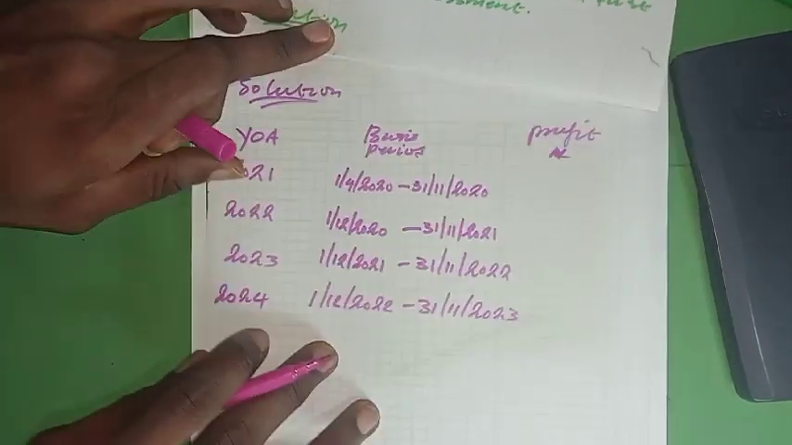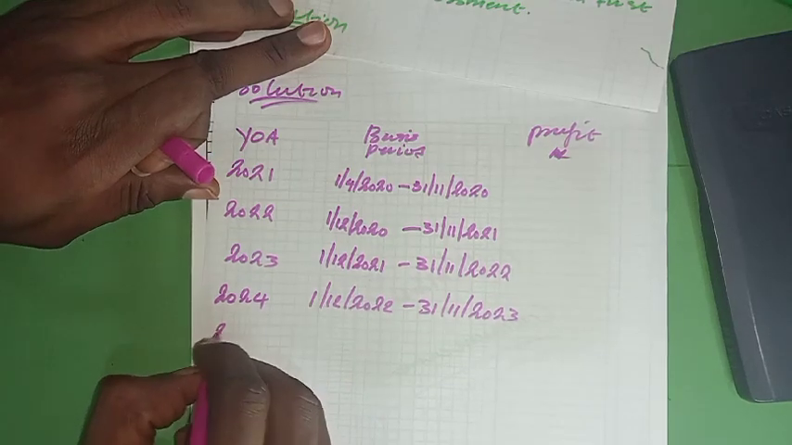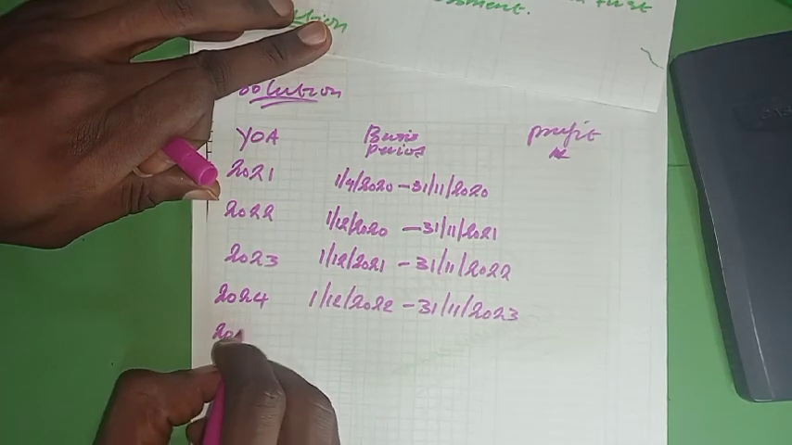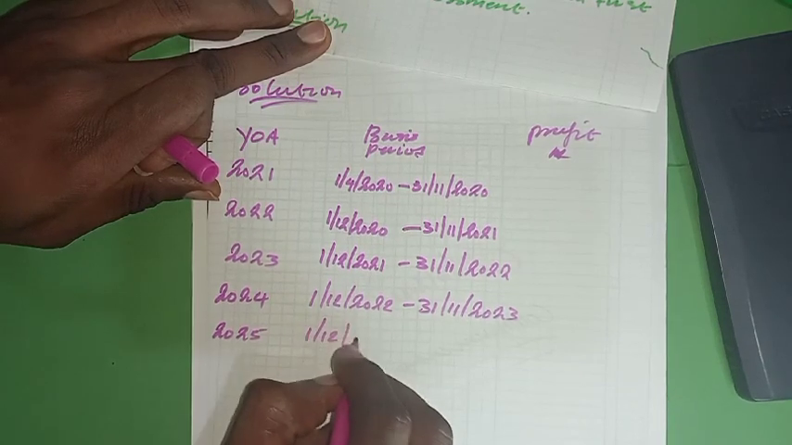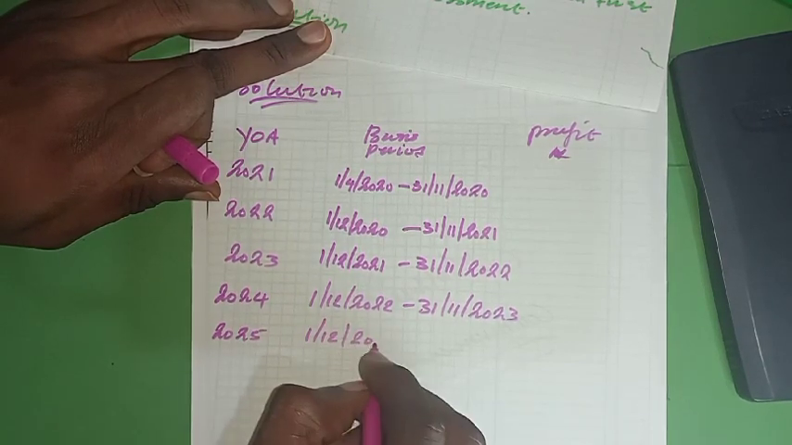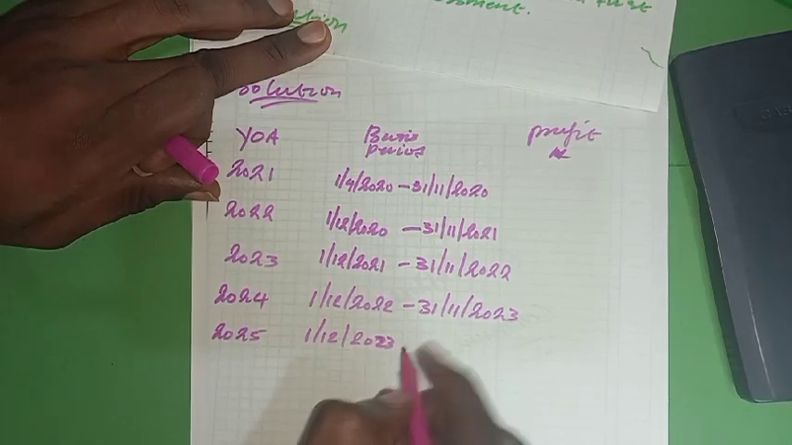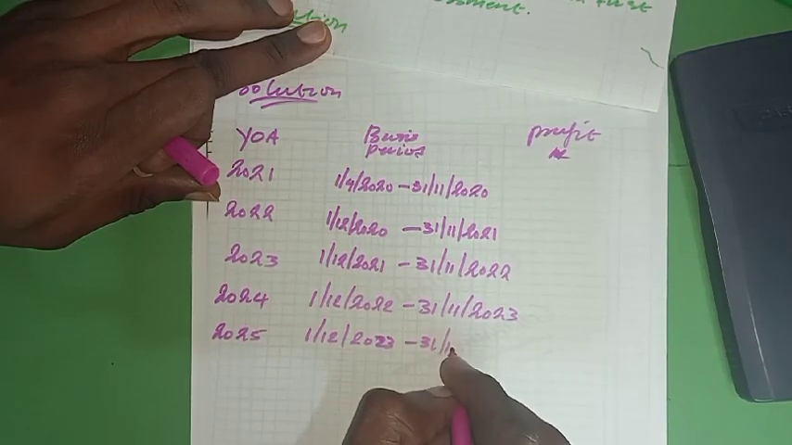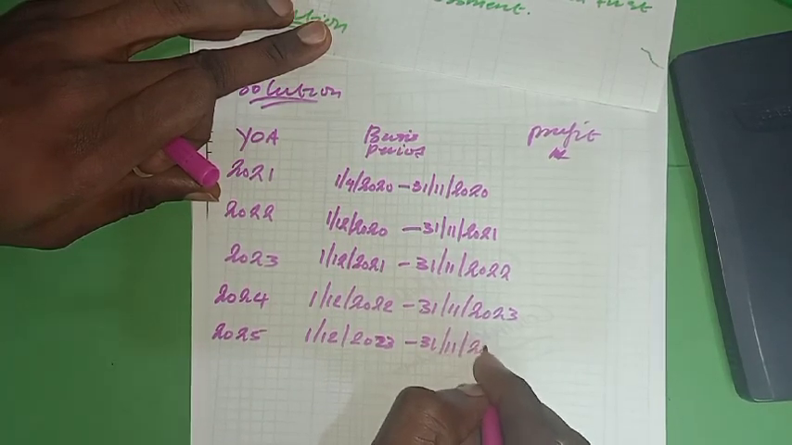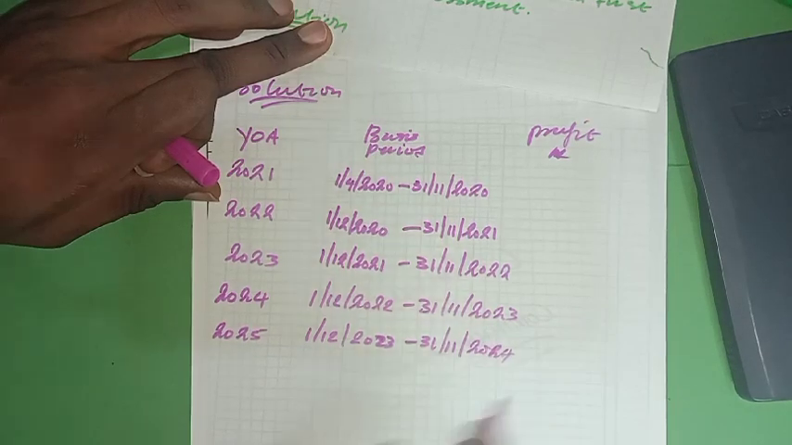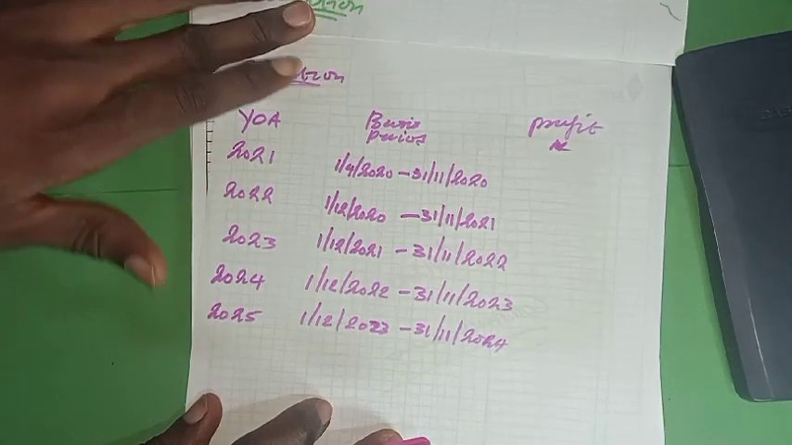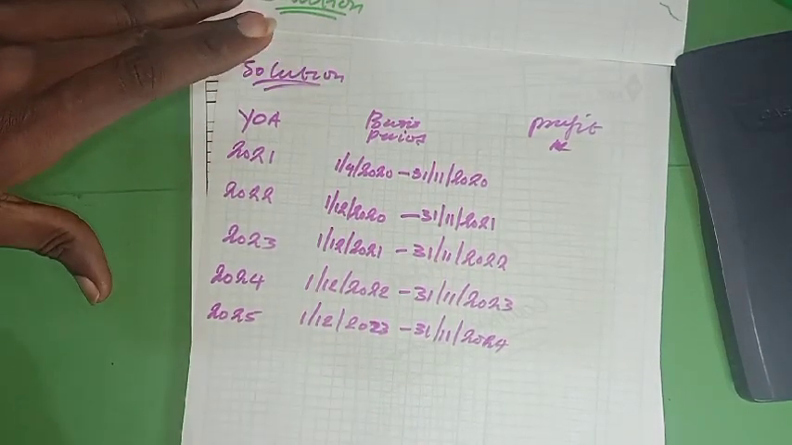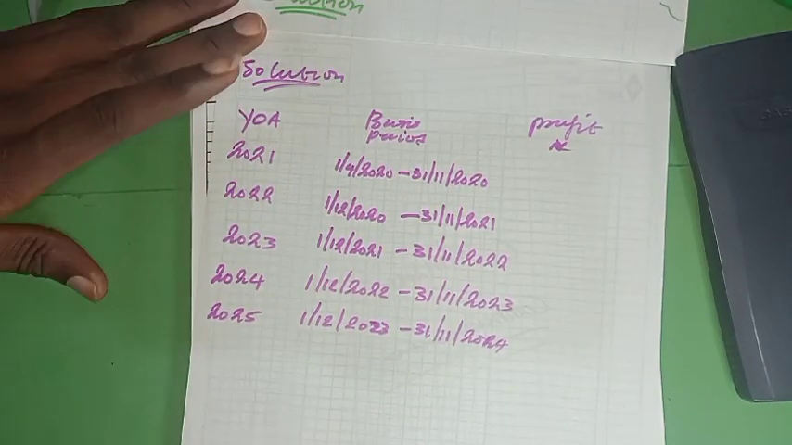If you want to extend it to the 5th year, 2025 will now give you 1st December 2020 to 31st November 2024. So if you watch this, this is the new rule Finance Act is talking about. Very simple and straightforward.